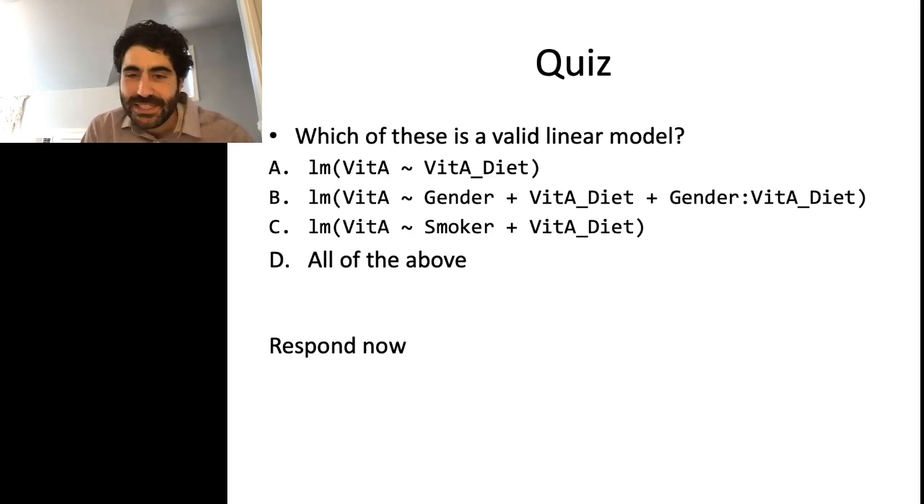I'm seeing D's, which are correct. We could use nominal values. We can combine nominal and continuous values. We could have interactions between any of the terms. We could interact nominal variables with nominal or continuous with nominal. You can't really have an interaction between continuous and continuous, or at least that takes us outside of the linear modeling framework. But any of these things here would be valid.